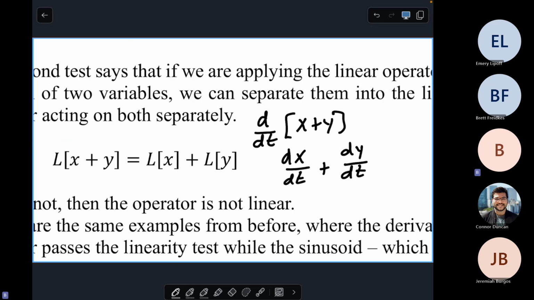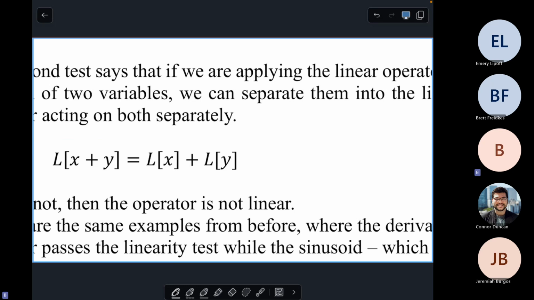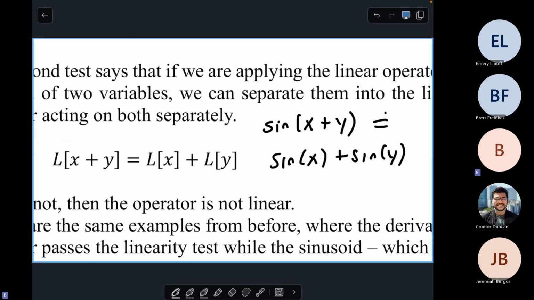Specifically? No, for the derivative. Oh, you mean a linear operator that doesn't work? I mean, the example I give in the notes, yeah, something like sine. If I do sine of x plus y, is that the same as sine of x plus sine of y? No, it's not a linear operator.